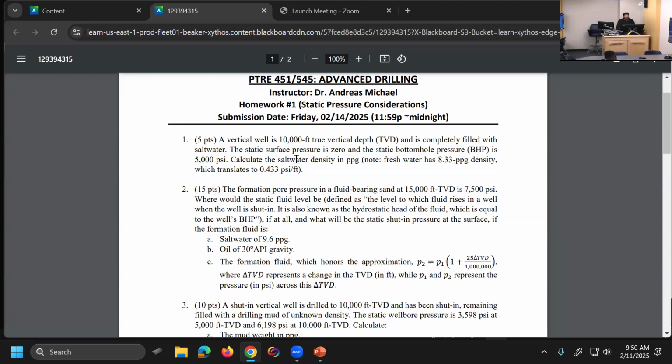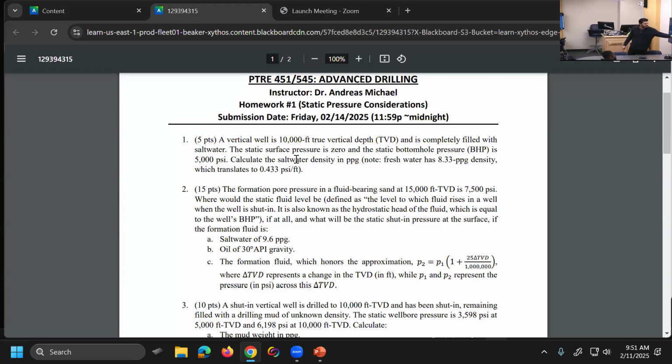Second question, for 15 points, 3 sections of 5 points each. The formation pore pressure in a fluid-bearing sand at 15,000 feet TVD is 7,500 psi. Where would the static fluid level be? Defined as the level to which the fluid rises in a well when the well is shut in. It is known as the hydrostatic head of the fluid, which is equal to the well's BHP. That's the official explanation of static fluid level.